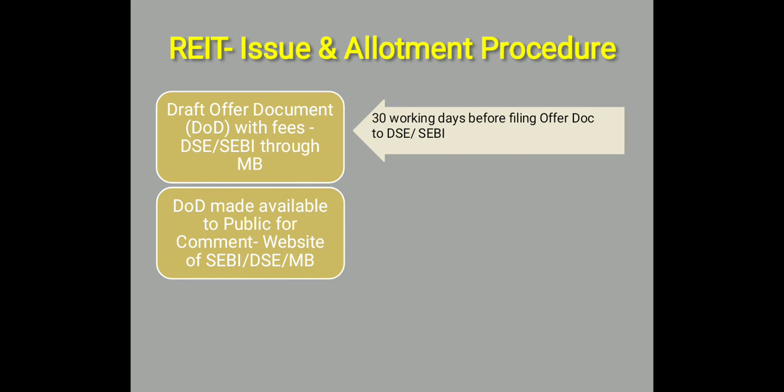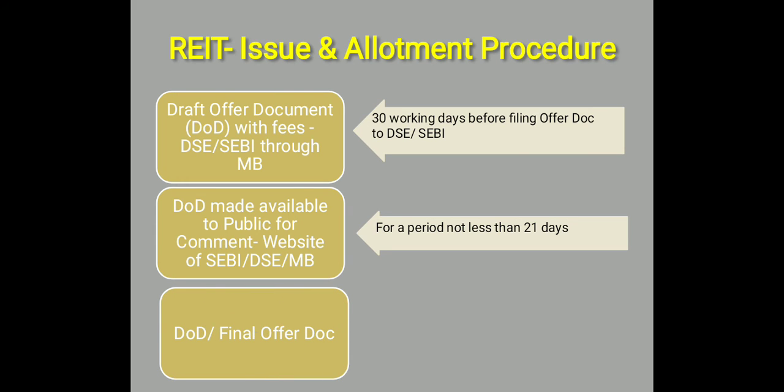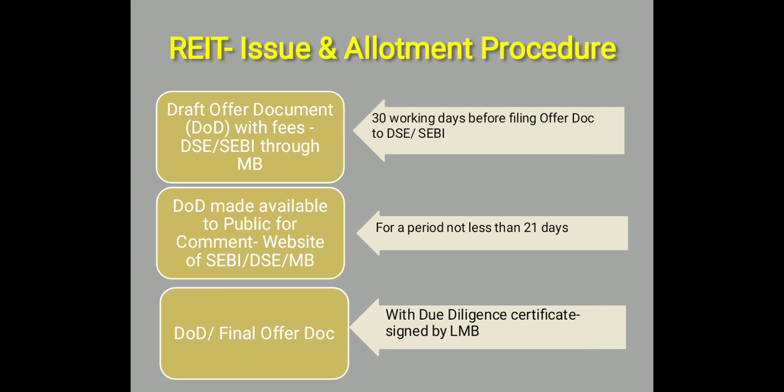Now, the other condition that is at par with the initial offer is that the draft of the offer document should be made public for comment. This can be made available through the website of SEBI, designated stock exchange or merchant banker for a period which should not be less than 21 days. When the draft reaches the stage of final offer document, it shall be accompanied by a due diligence certificate signed by the lead merchant banker.